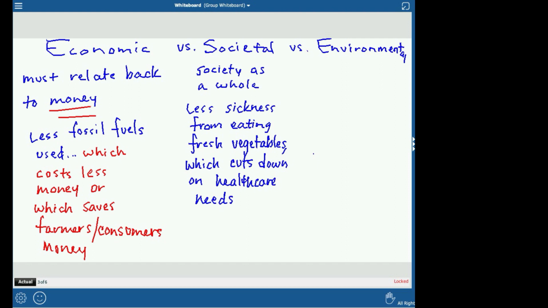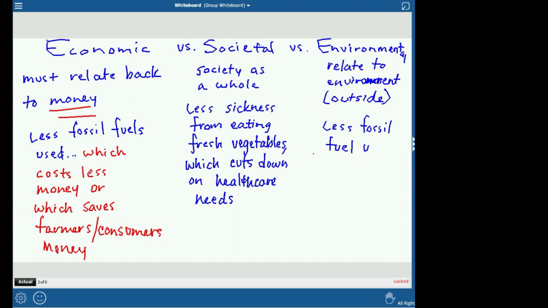And then environmental has to relate to the environment. The way I usually think about it is outside. It has to relate to something outside. So you could do the same thing: less fossil fuel use, which reduces greenhouse gas emissions.